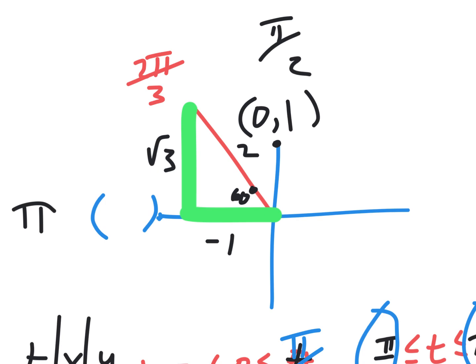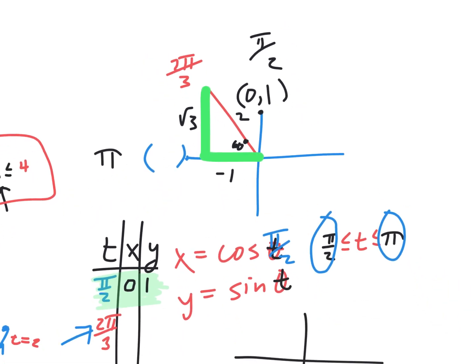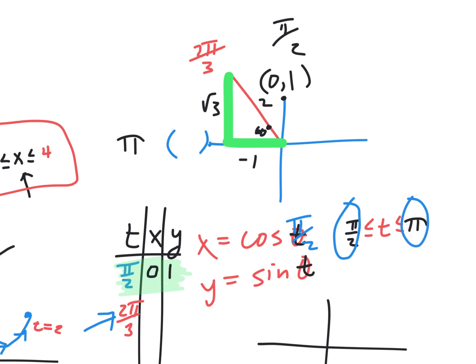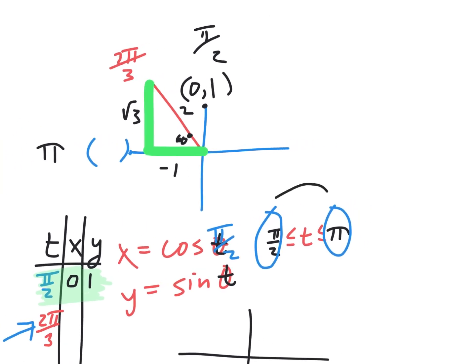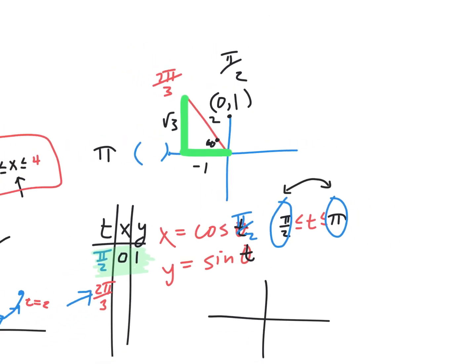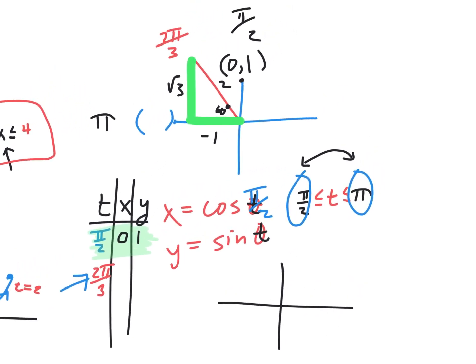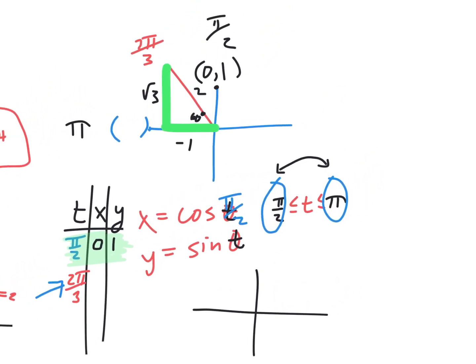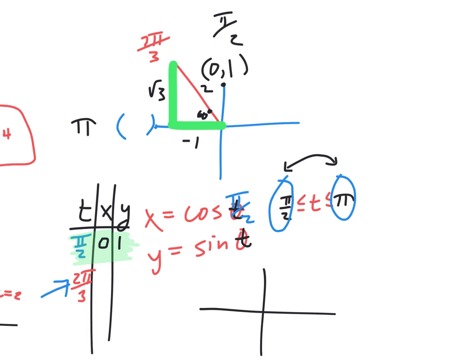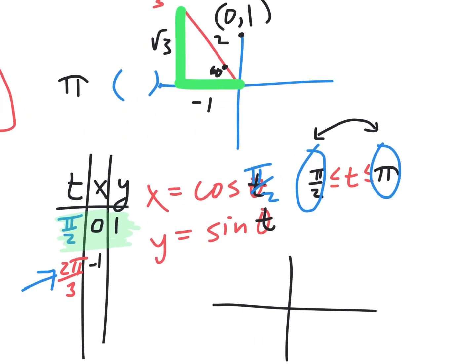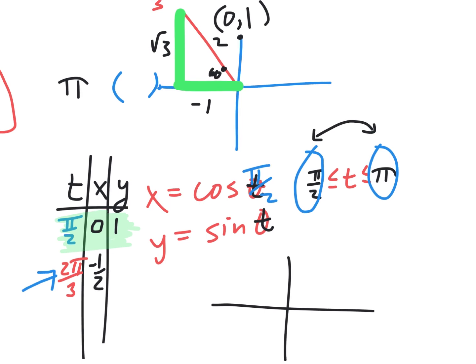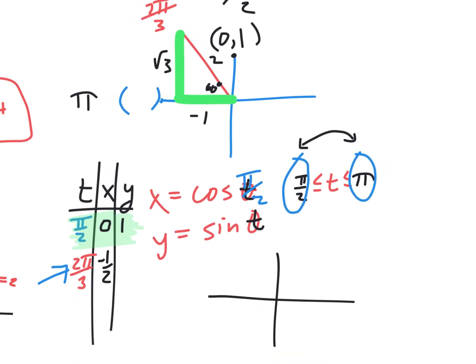Okay, so if I'm going to do cosine in that triangle, cosine of this angle, cosine of 2 pi over 3, it's somewhere between these two. So I just picked one thing in there. Cosine of that is adjacent over hypotenuse, negative 1/2. Sine of that, opposite over hypotenuse, root 3 over 2.